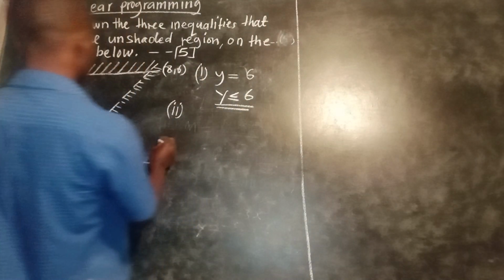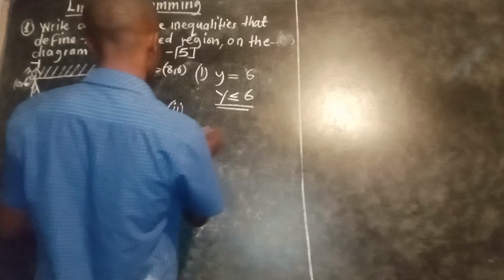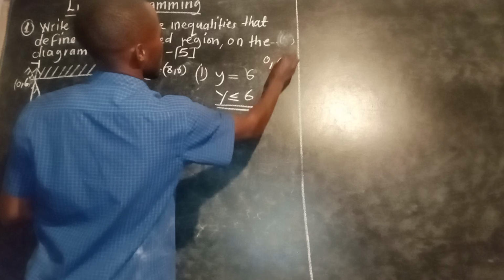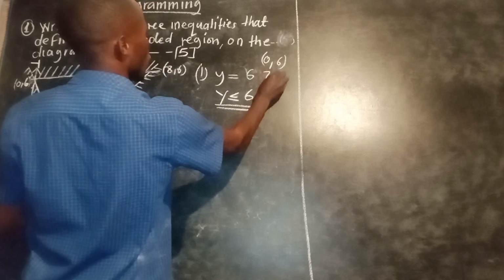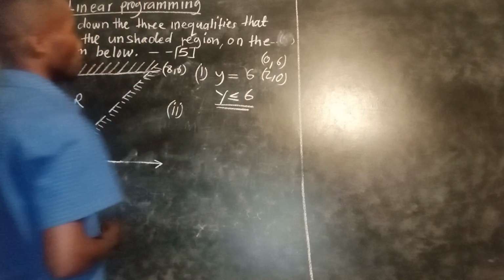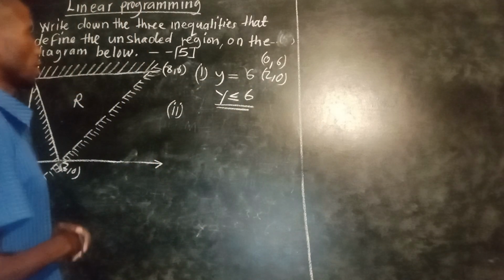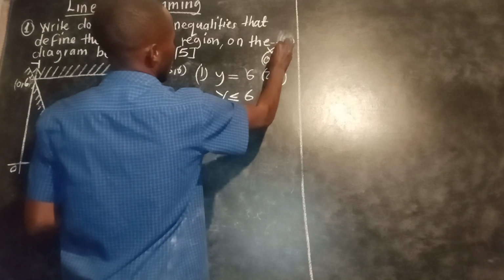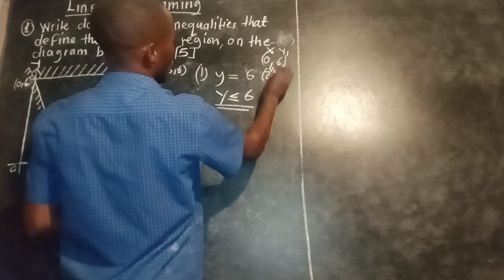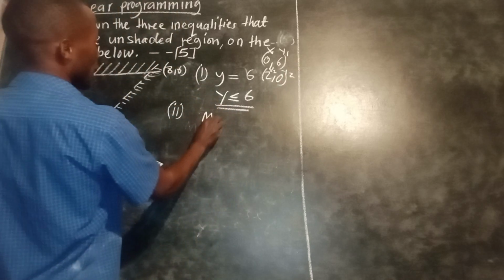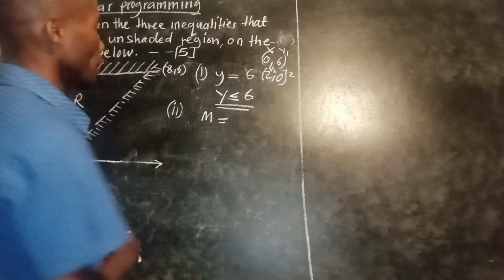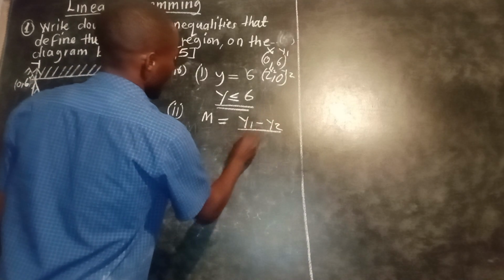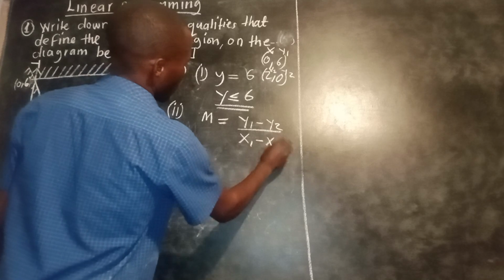The coordinates we have, let me just write them here. The first one is (0, 6), then the other one is (2, 0). That is where it is intercepting the y-axis, and that is where it is intercepting the x-axis. From there we can name them x1, y1, x2, y2. So let's find the gradient now. Very easy because the coordinates are in place. We are going to say difference in y over difference in x. That is the formula for gradient.